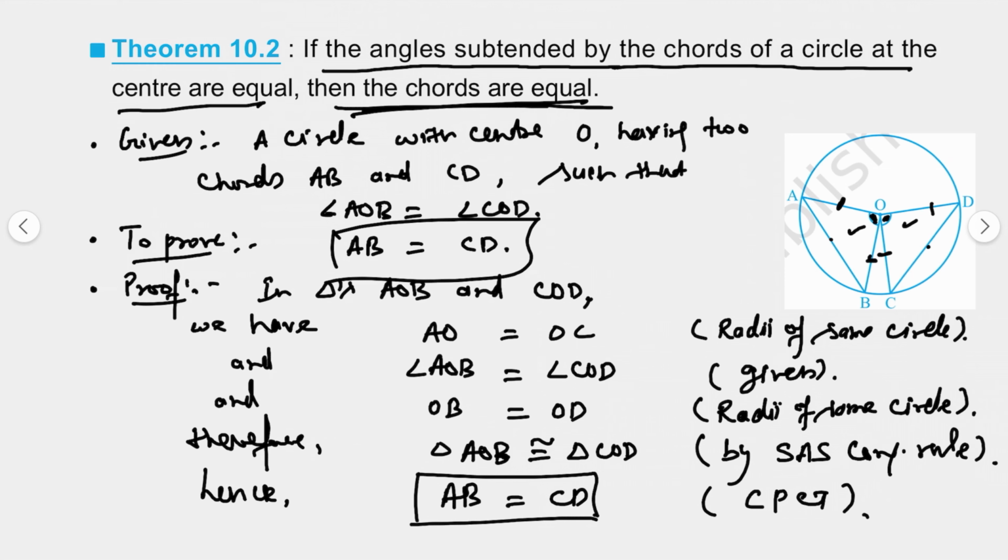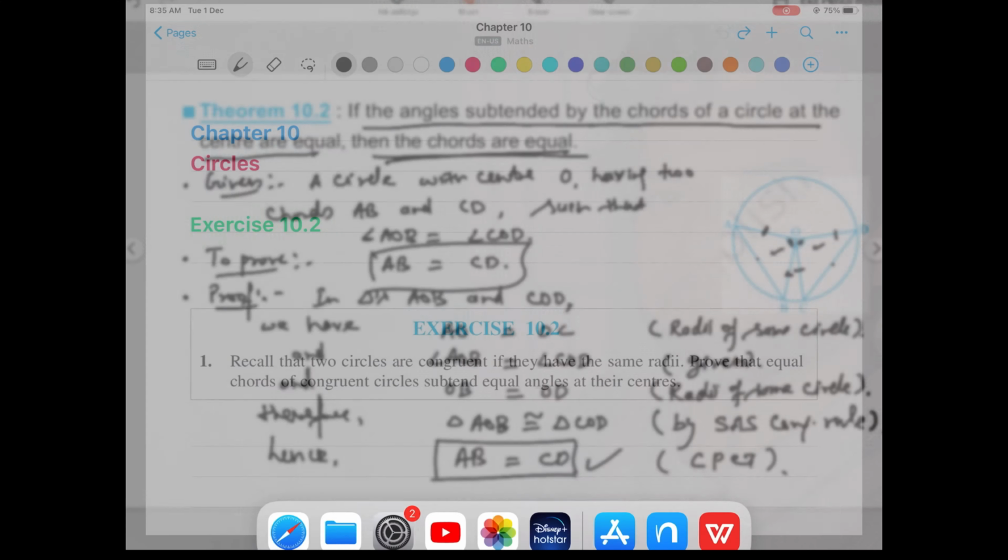So if the angles formed by the chords at the center are equal, then the chords will be equal. The theorem is: if the chords are equal, then the angles subtended by them at the center will be equal, that is 10.1, and 10.2 we have: if the angles subtended by the chords at the center are equal, then the chords have to be equal. Based on this we have exercise 10.2. Let's now start exercise 10.2.